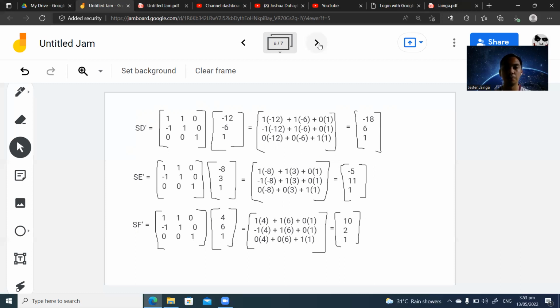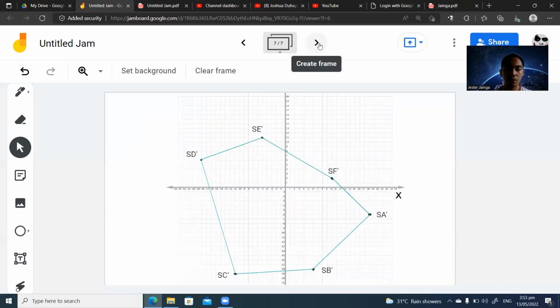new image form. So this is now the new image from the given pre-image. The sheared points A, B, C, D, E, and then F.